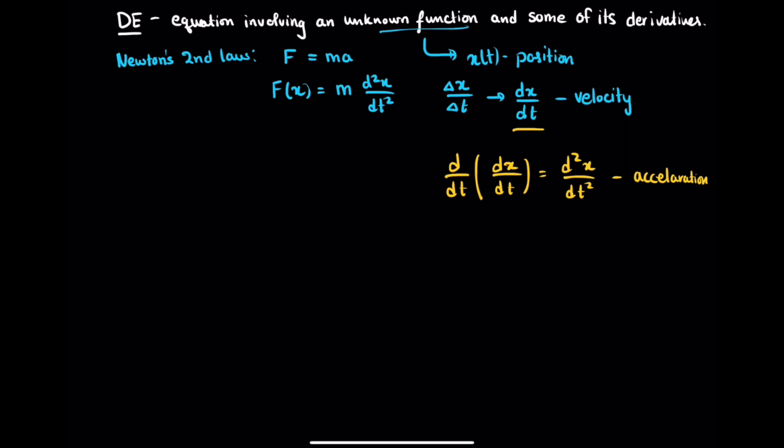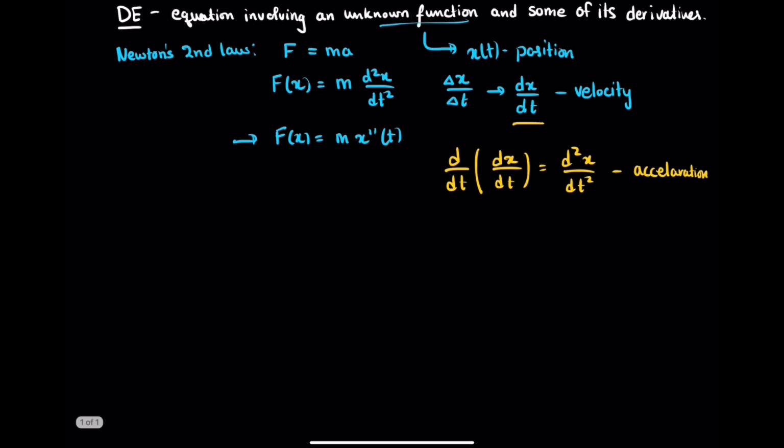Now notice, if we were to write this in a more ergonomic way, we could write it as x double prime with respect to t. That's fine, and this is what it comes down to. As you can see, we've got this equation in a mathematical sense, and it is a second order differential equation.